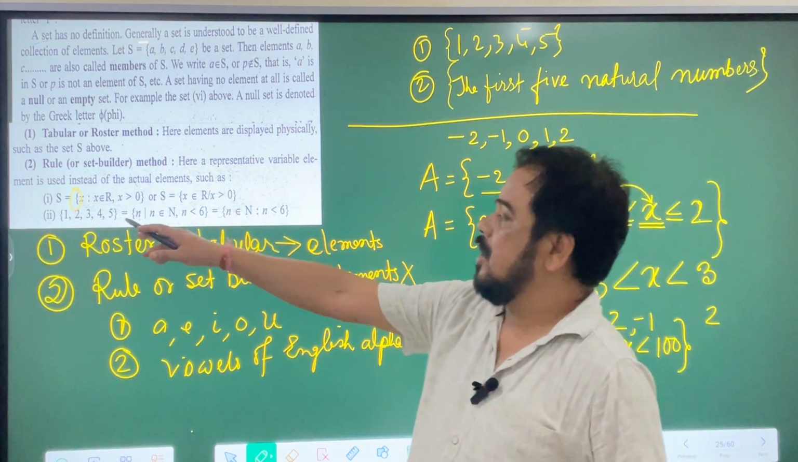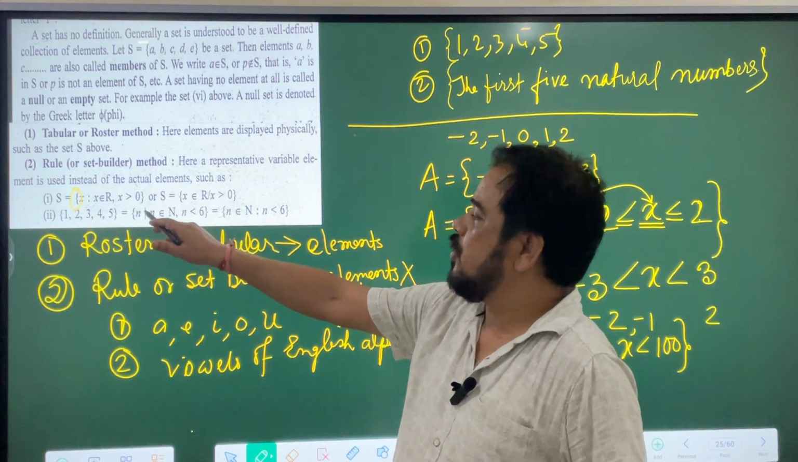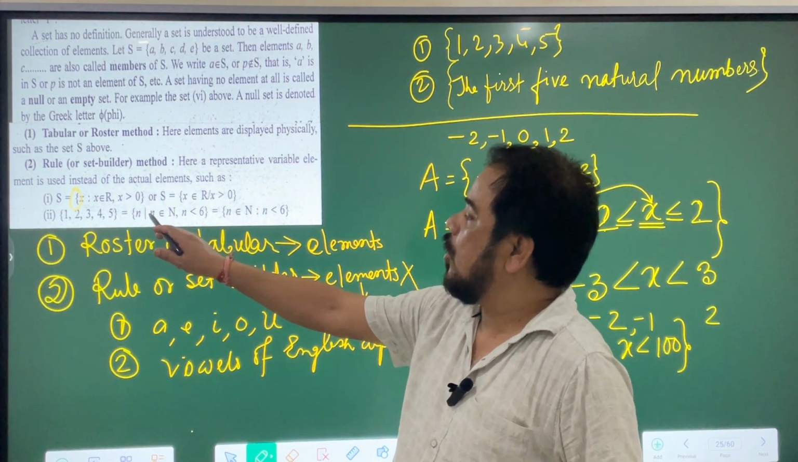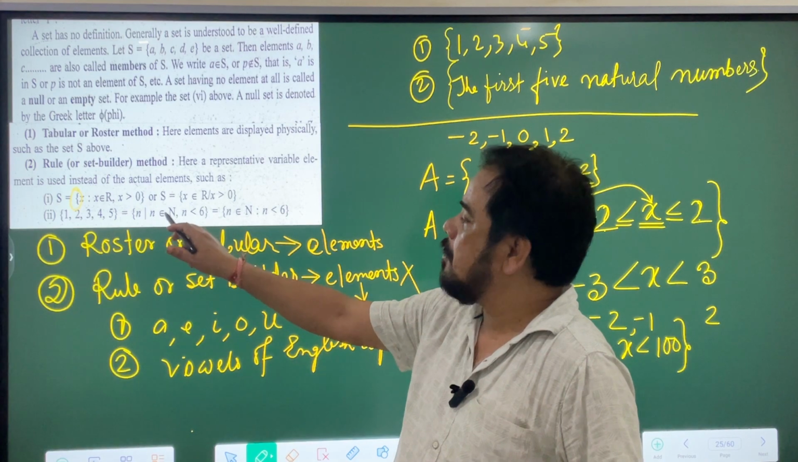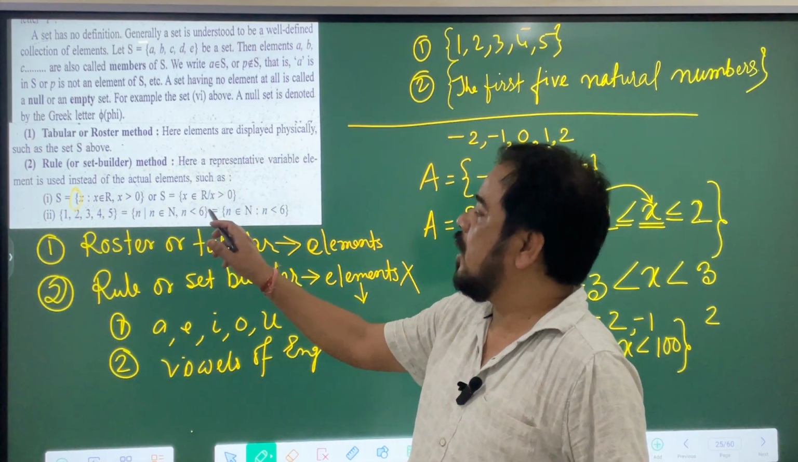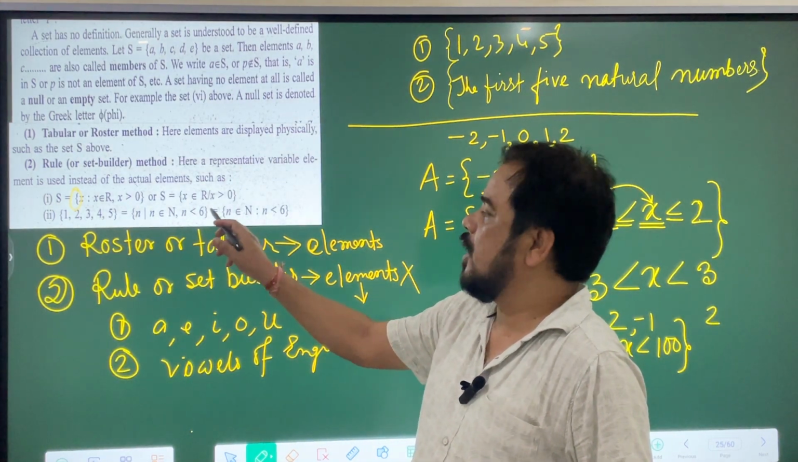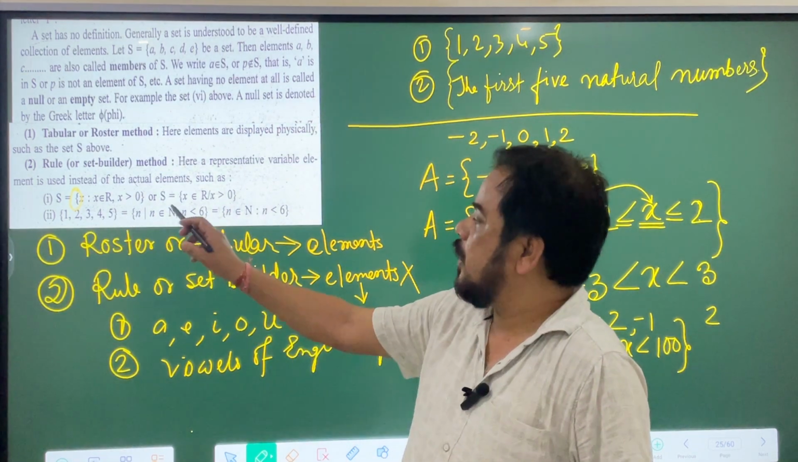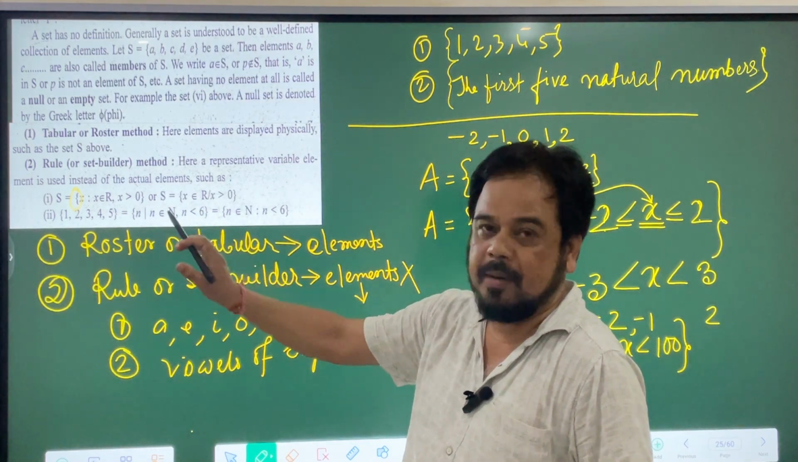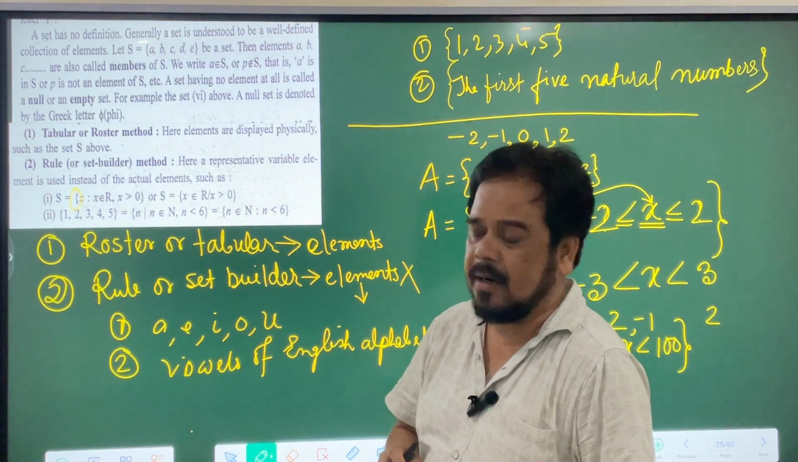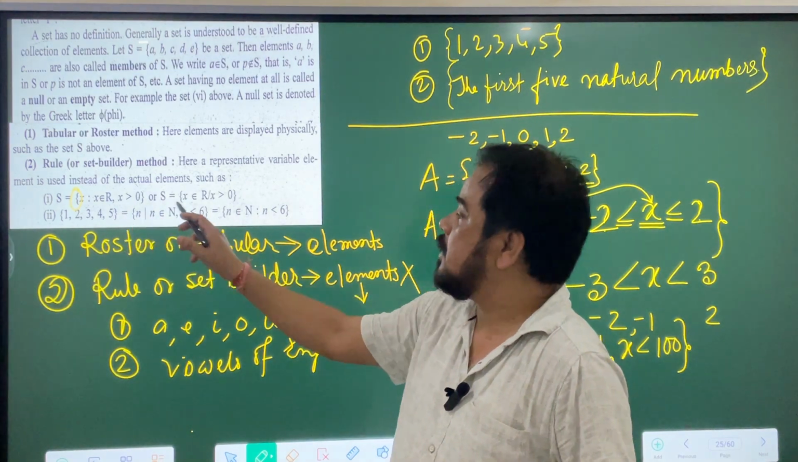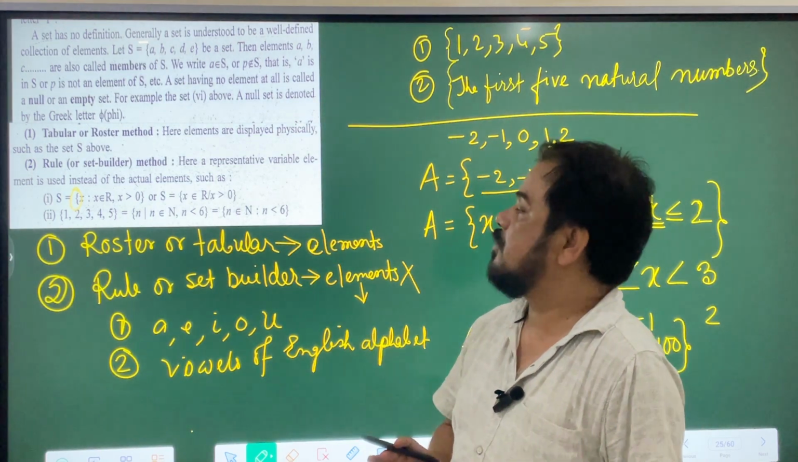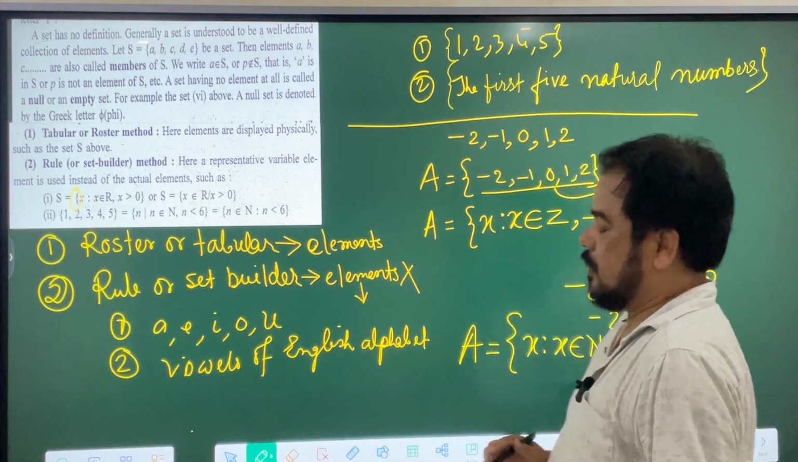Here are some examples. 1, 2, 3, 4, 5. You can write x or n, no problem. N such that n belongs to natural numbers, n is smaller than 6. Smaller than 6 means till 5. 1 to 5, they are natural numbers. So n belongs to N or x belongs to N, no problem. Capital N you have to use for natural numbers. So till 5 it is, that means n is less than 6. That is what you have to write for the rule method.